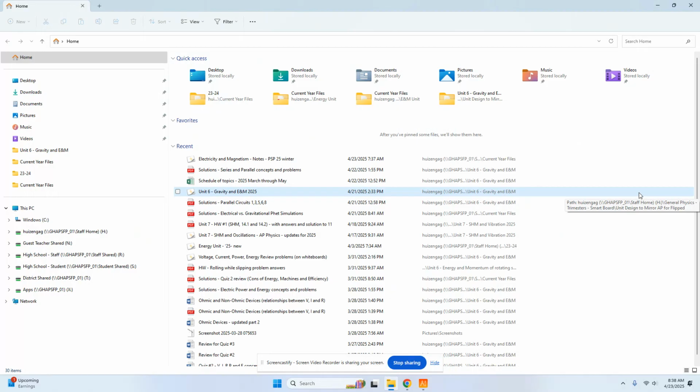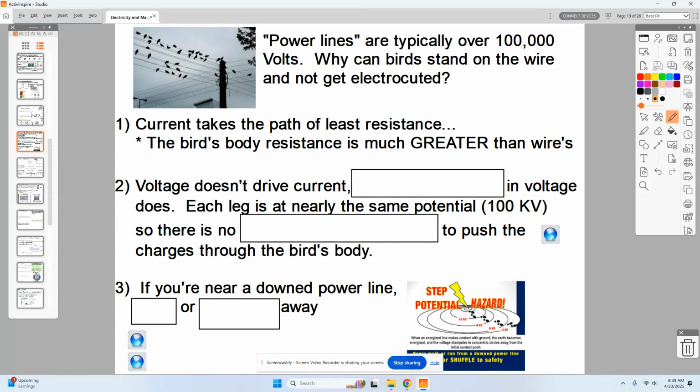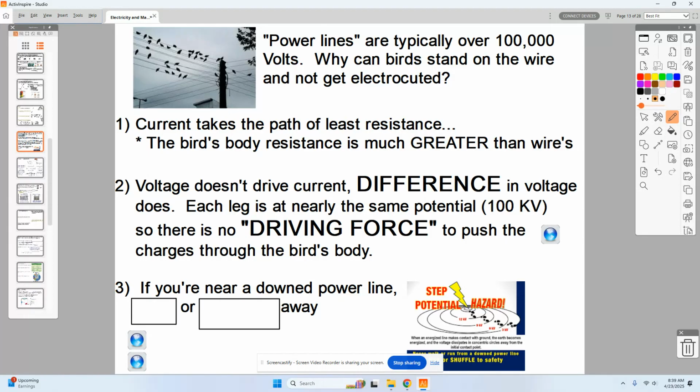The other thing is that voltage isn't what drives current. What drives current is a difference in voltage. Both feet, or both talons, if you will, of the bird are at the same potential, roughly. Which means, since each is at 100,000 volts, there's no driving force. There's nothing trying to push charges through that bird's feet, simply because they're both at the same voltage.